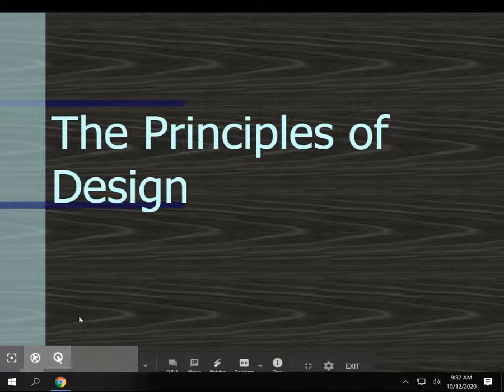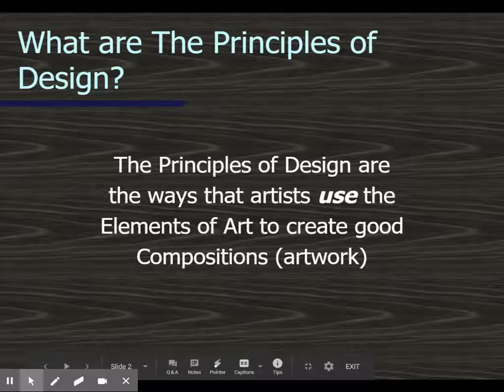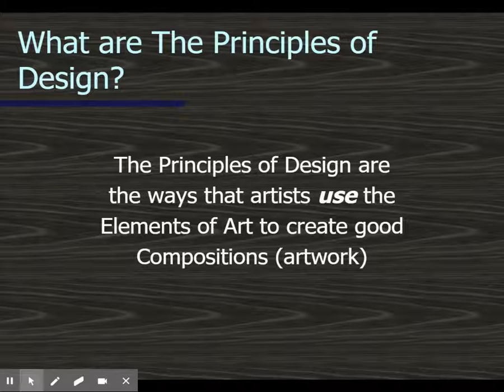So the first thing: the principles of design are the ways that the artist uses the elements of art to create a good composition. And again, a composition simply means an artwork or its layout. Now, the principles of design are tools that use the elements. The elements of art are things like color, line, texture, shape, and space. Those are the actual items that we use in art.